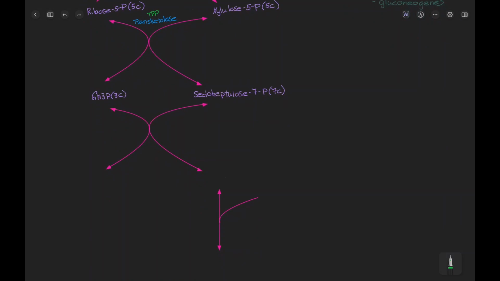A transaldolase then catalyzes the transfer of a 3-carbon unit from the 7-carbon S7P, which goes to the 3-carbon glyceraldehyde 3-phosphate, to give fructose 6-phosphate, which has 6 carbons, and erythrose 4-phosphate, which is 4 carbons. And this fructose 6-phosphate, as well as that previous glyceraldehyde 3-phosphate, can both be shunted off to other pathways like glycolysis.